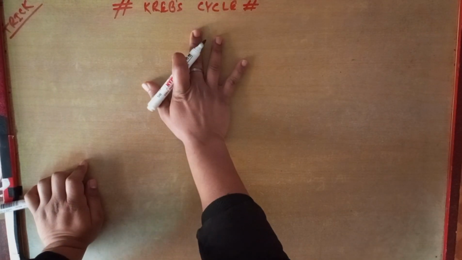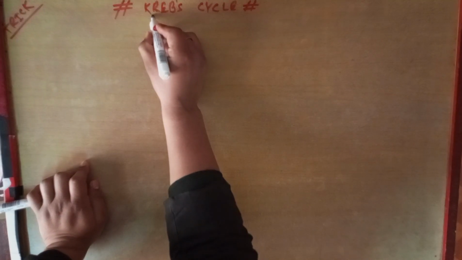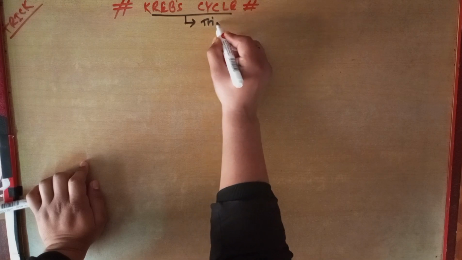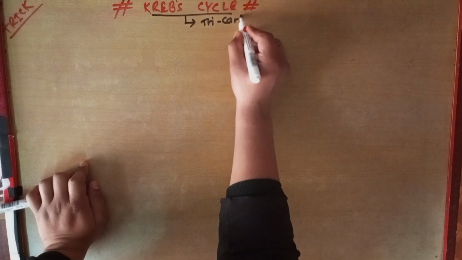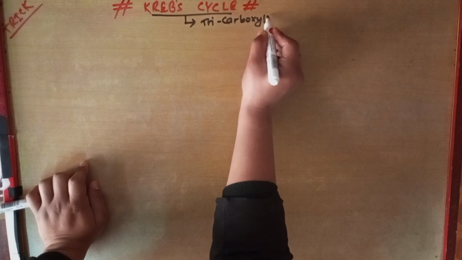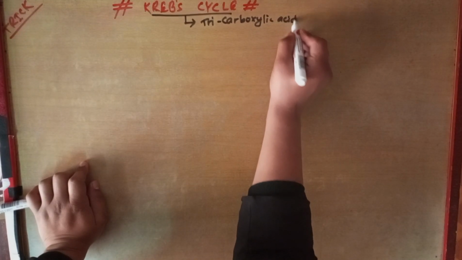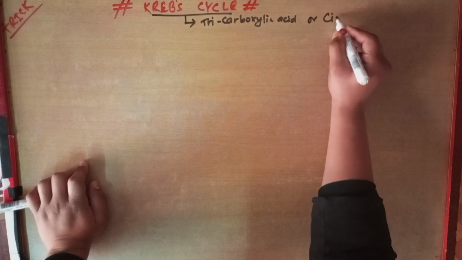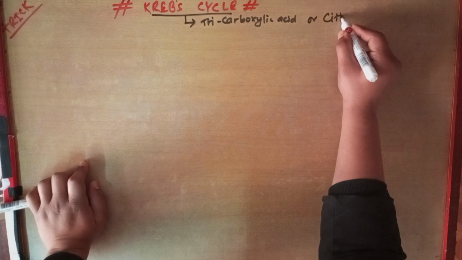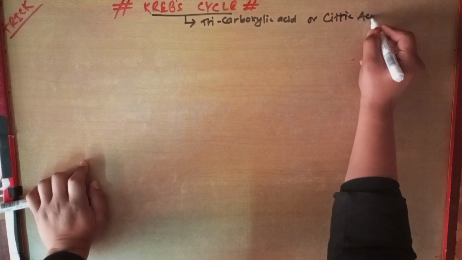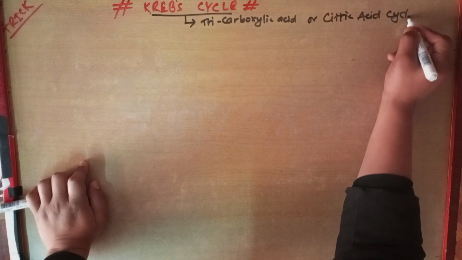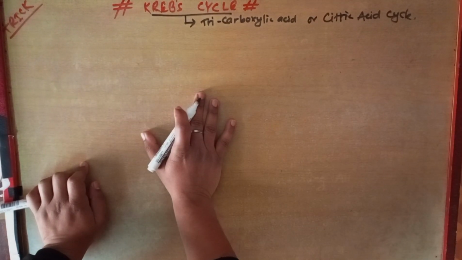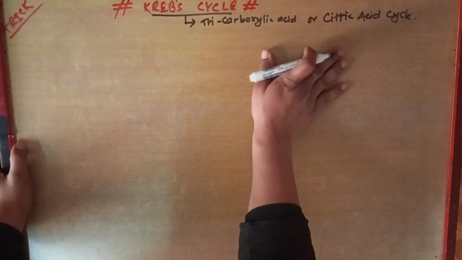We know the Krebs cycle is also called the tricarboxylic acid cycle or citric acid cycle. These are the other names of the Krebs cycle. These names are also important.